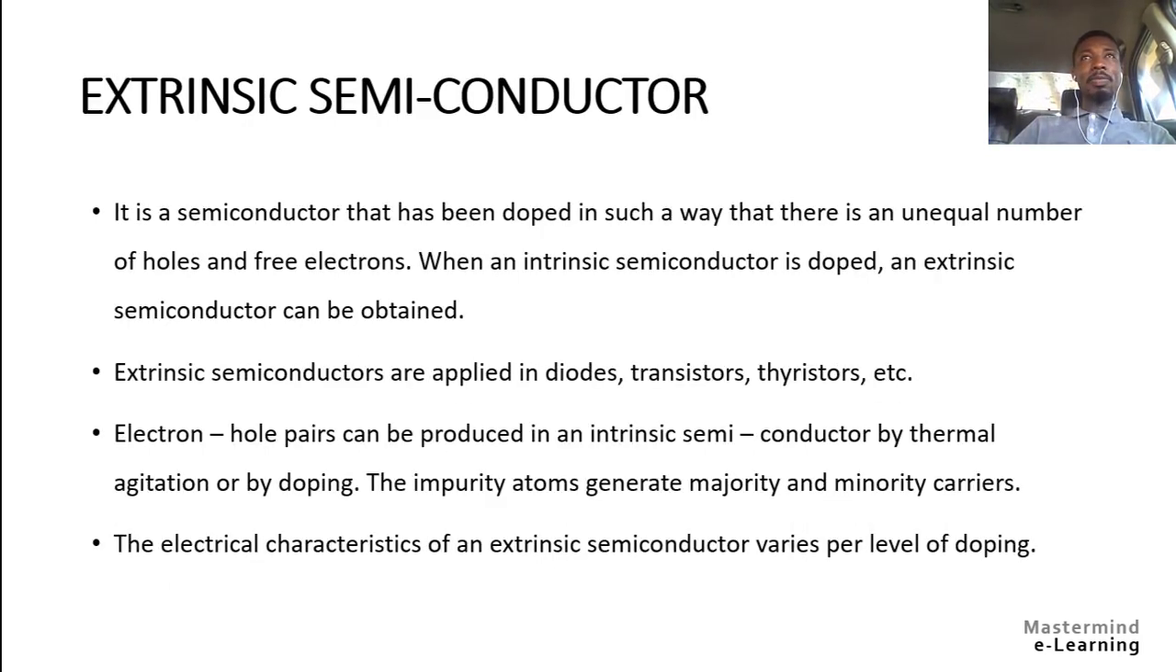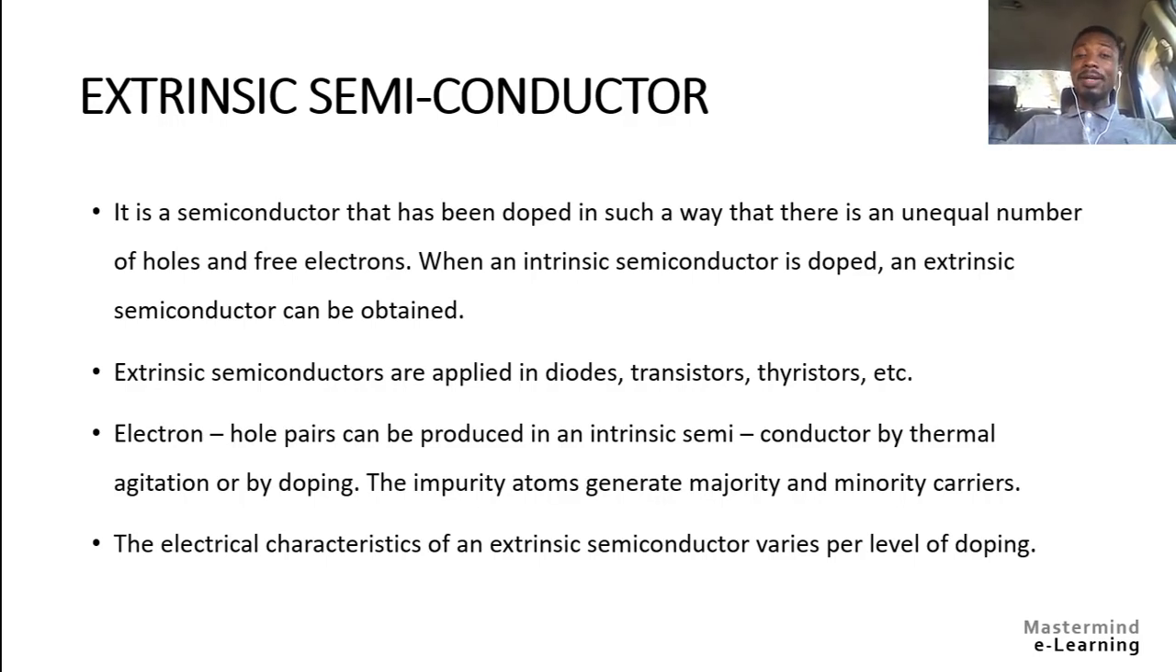The second type of semiconductor is called the extrinsic semiconductor. It is a semiconductor that has been doped in such a way that there is an unequal number of holes and free electrons. Notice that an impurity has been introduced. Based on the type of impurity that is introduced, we are going to have more holes or more electrons. When an intrinsic semiconductor is doped, an extrinsic semiconductor is obtained. These extrinsic semiconductors are what are applied in electronic devices that we call thyristors, transistors, diodes, etc. We shall look at that in further lessons.